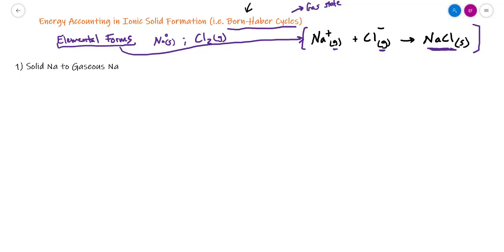We call this sublimation, and the sublimation of this compound, or this element, would look like this: sodium solid. It's going to take some energy. We're going to have to heat it up and get it into the gaseous state. And that's going to take positive 107.3 kilojoules for every mole to do that.